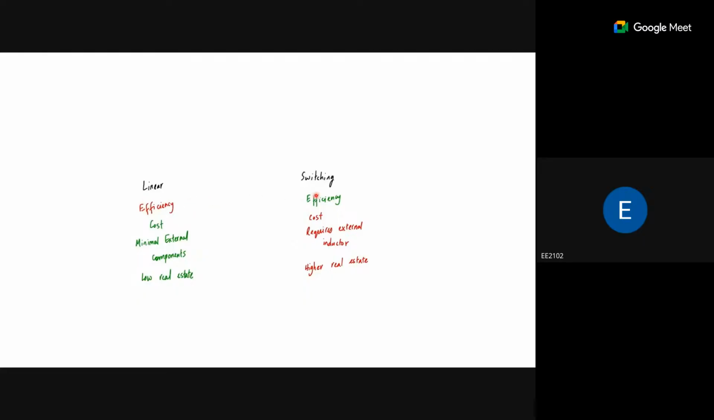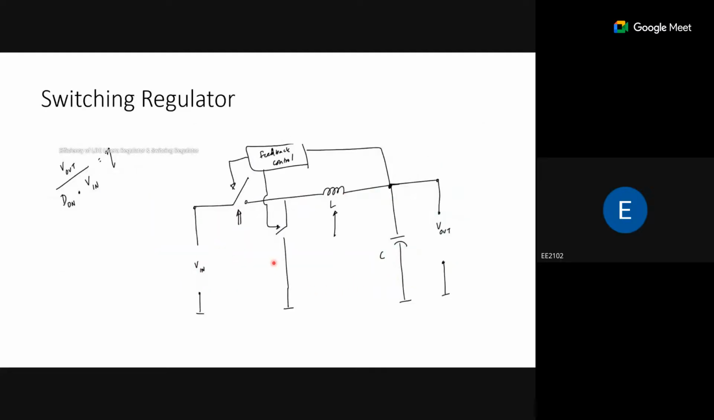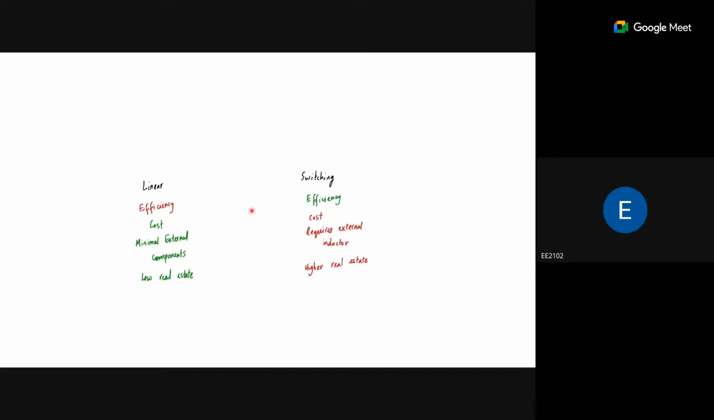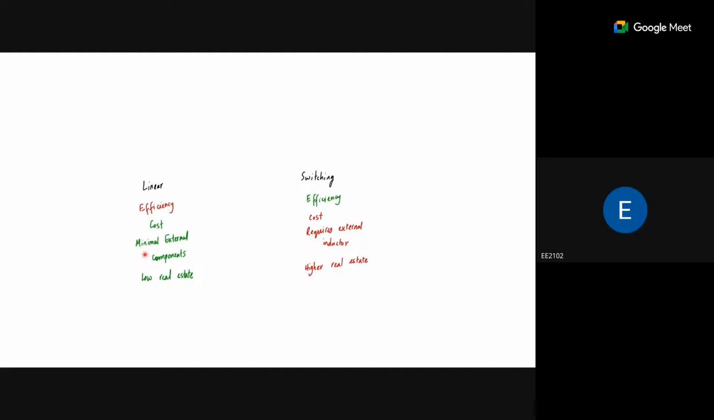Now if we compare a linear regulator and a switching regulator, the linear regulator has less efficiency. Here 50% is nothing but a linear regulator. If we go for switching, when this acts as a switch, the efficiency increases to 90%. The cost of the linear regulator is less, and the cost of the switching regulator is more because we are using inductors here, and inductors are heavy to use, with many windings. That's why it is costly.